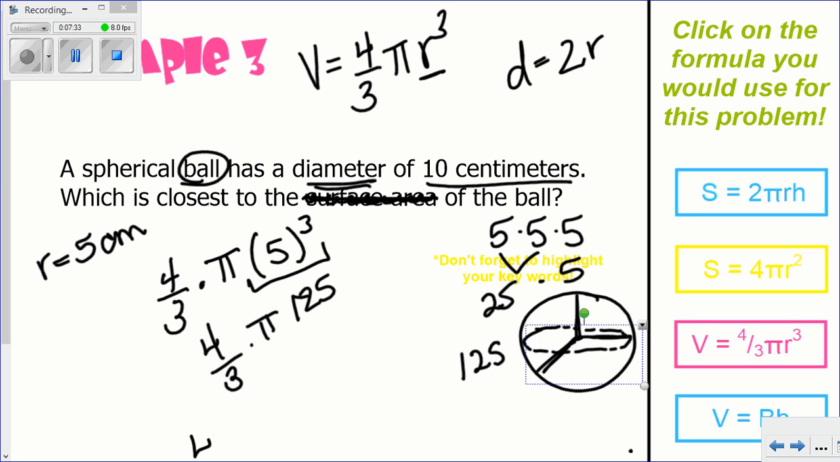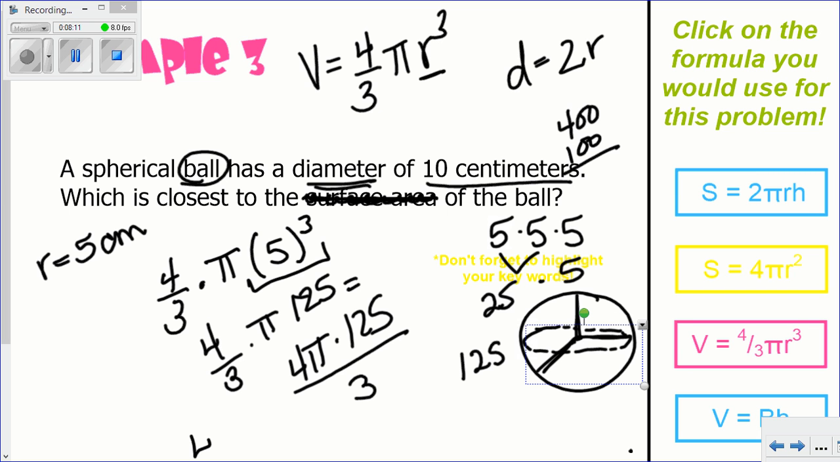Now, just like we did with the cone, we can do the same thing with the sphere. This is just like saying 4 pi times 125 all divided by 3. Okay? So I'm going to multiply my 125 times 4, and we're going to do this mentally. So if I think about the number 125 and I break it down, 100 times 4 would give me 400. Let's just go with 25. 25 times 4 would be another $1 or 100 if we think about that. So now we have 400 and we have 100. So this is going to be a total of 500 pi all divided by 3.